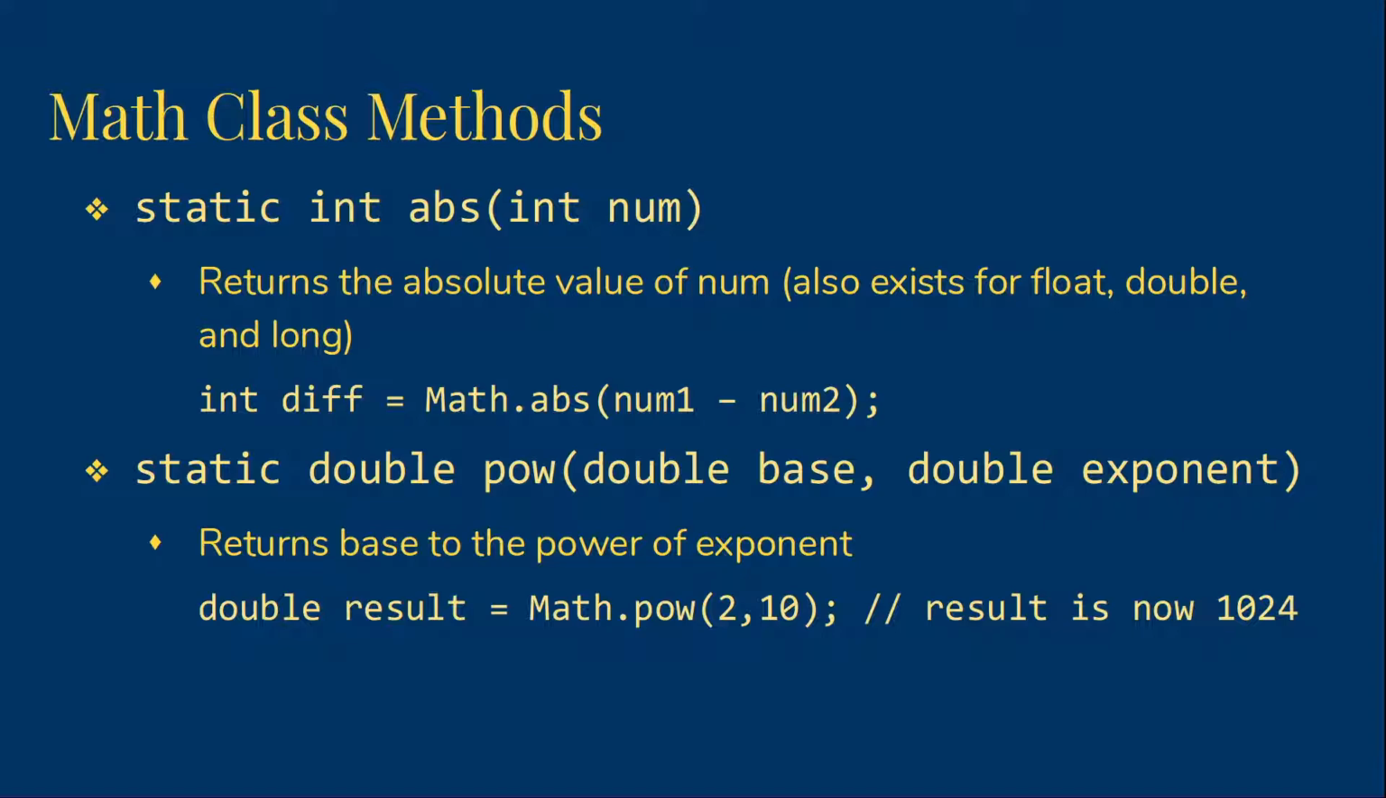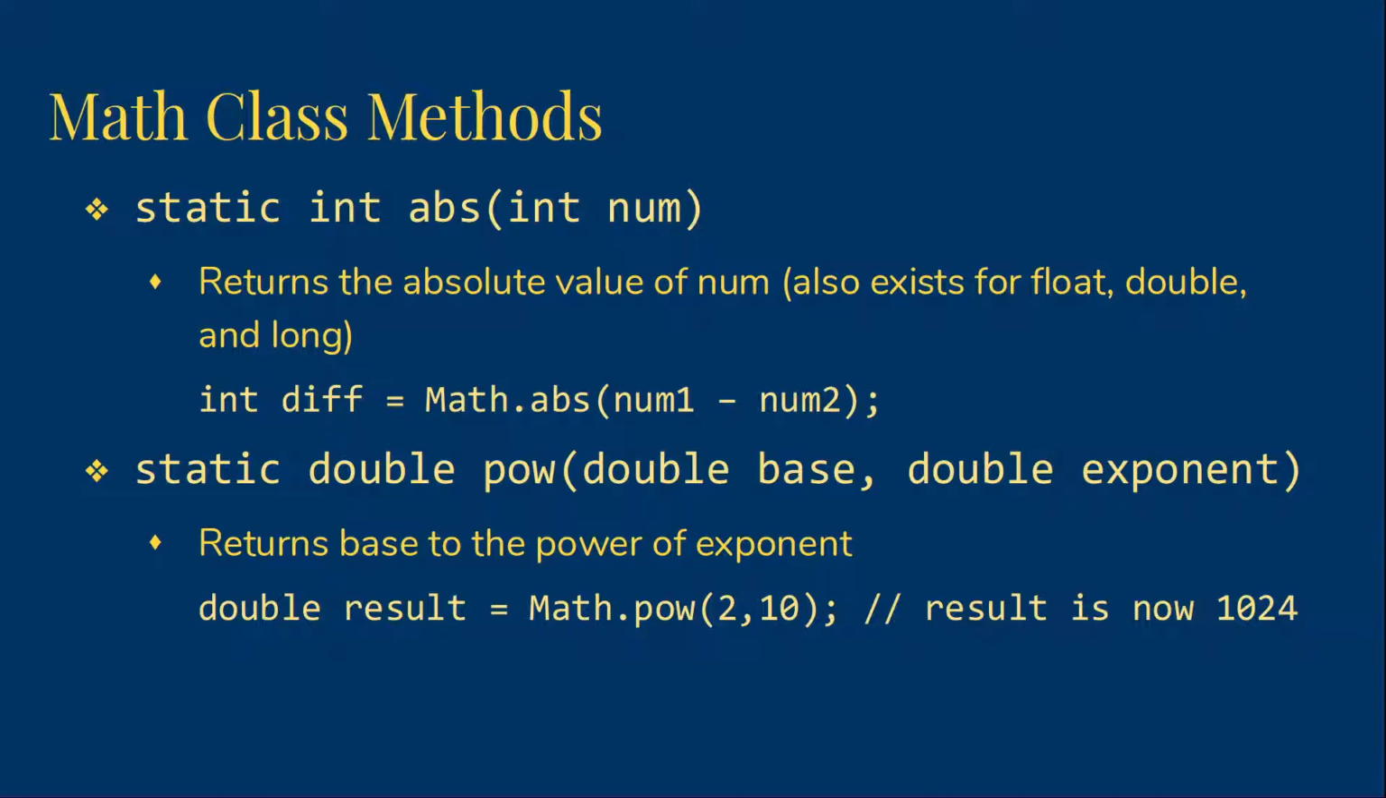If I want to know the difference between two numbers as a positive value, but I don't know which number is larger, I can easily say int diff is assigned Math.abs(num1 - num2). And then if num2 was the larger value, and we get a negative from the difference, the absolute value function will give us that positive value we're looking for.